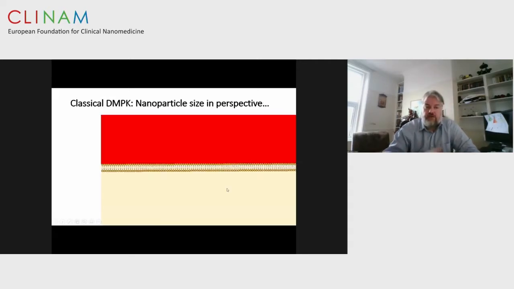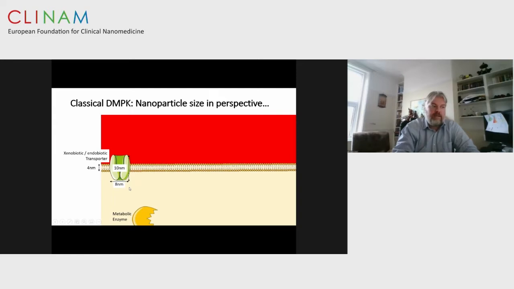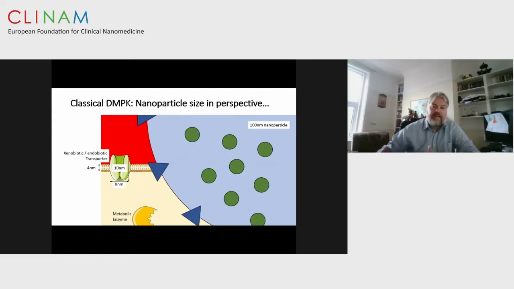In classical DMPK, drug metabolism and pharmacokinetics, we think about transporters, which are around 10 nanometers in height and 8 nanometers in diameter, and metabolic enzymes of similar size to the transporters. But when we bring a nanoparticle into this situation, and this is just a 100 nanometer nanoparticle, you can immediately see that the considerations are going to be very different than they are for a small molecule drug.